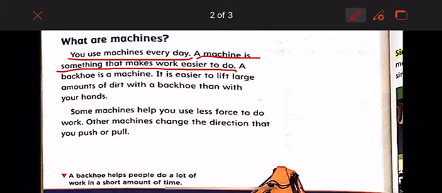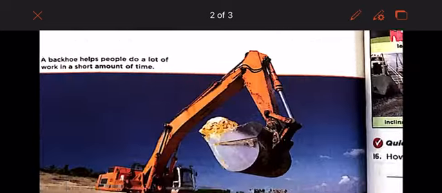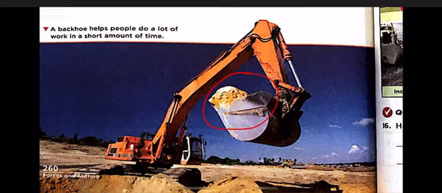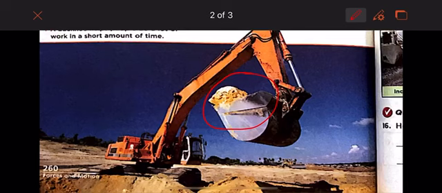Okay, so let's have a look at this picture. This is called a backhoe. A backhoe is a machine. It is easier to lift large amounts of dirt with a backhoe than with your hands. Some machines help you use less force to do work. Other machines change the direction that you push or pull. So a backhoe helps people do a lot of work in a short amount of time.